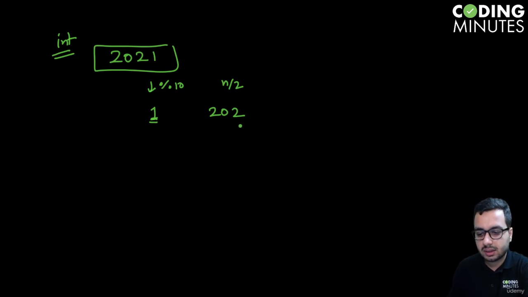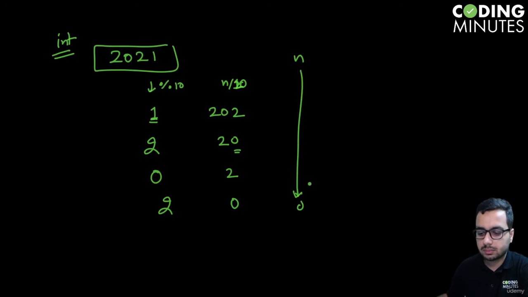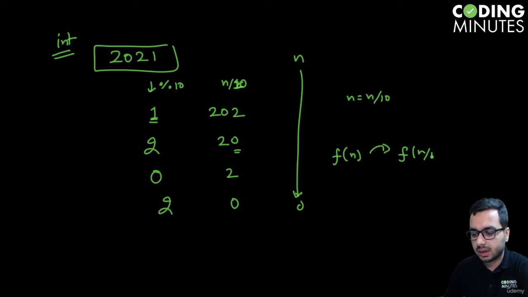Again you extract the last digit by doing mod 10 for this number, so you will get 2, and you divide it by 10. If you do n by 10 you will get 20. Then again find the last digit, that is 0, and dividing by 10 you will get 2. Again find the last digit, that is 2, and dividing by 10, you will get 0. So effectively your n went to 0 by doing n equal to n by 10. So in every recursive call, I'm going to make a function f of n in terms of f of n by 10, and during this process I'm also going to extract the last digit of the current number.